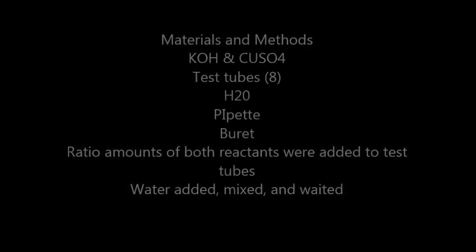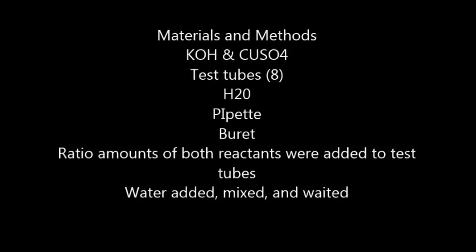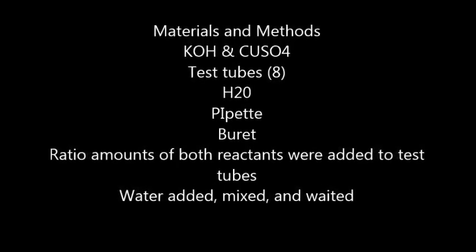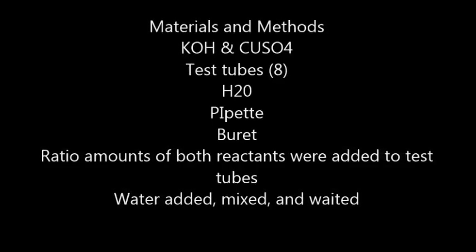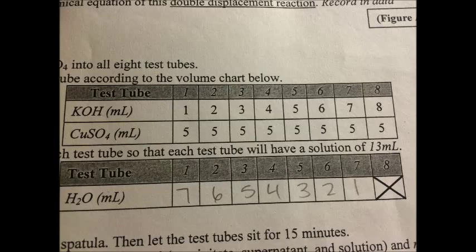We used potassium hydroxide, copper sulfate, 8 test tubes, water, a pipette, and a burette. First, we began with potassium hydroxide and started off by adding 1 milliliter of it into the tube, increasing the amount by 1 as each tube progressed. Next, we used copper sulfate and added an equal amount of 5 milliliters to each tube, finally adding water to each tube until they all had 13 milliliters of solution. The mixture was stirred and sat for 15 minutes.